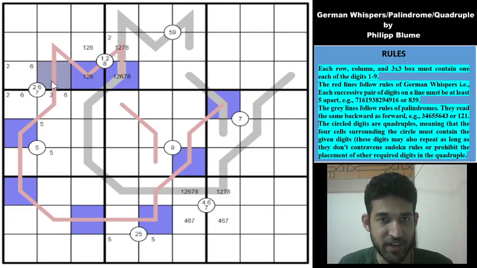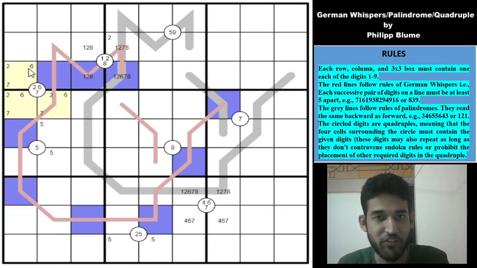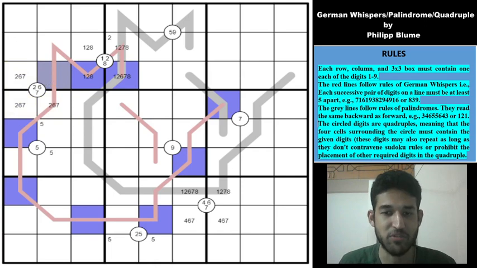So 7 is also eliminated from this point. So 7 will also be forced here. So we form basically a triplet in these 3 cells. We have eliminated all of 2, 6, 7 from this cell. Superb, guys. This is superb.